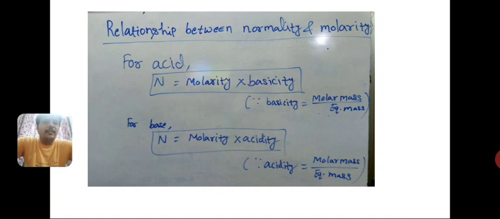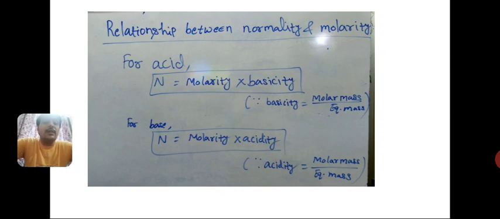For acid, normality equals molarity into basicity. From the formula of equivalent mass, equivalent mass is molar mass upon basicity, so we can write basicity equals molar mass upon equivalent mass. Similarly, for base, normality equals molarity into acidity, right? So students, again for acidity, we put the value of acidity instead of molar mass upon equivalent mass.